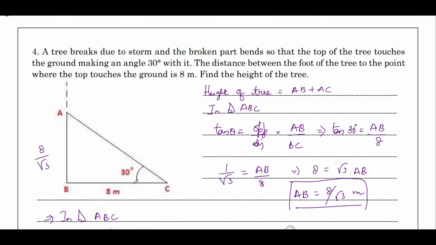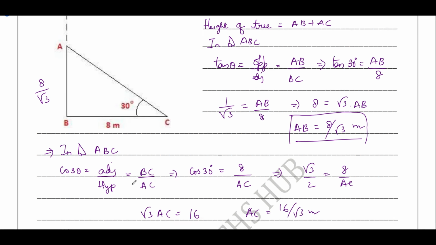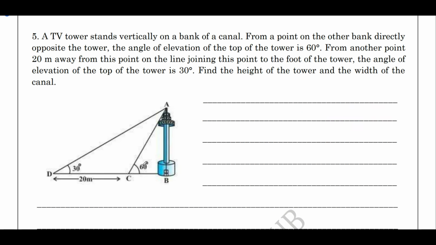Students, very simple problem for 4 marks. Students, for 5th question, you can try it. What you can do, identify the two right angle triangles and identify the unknowns, that is CB and AB here. So what you'll get, the height of the tower will be 10 root 3 meters and width of the canal will be 10 meters. So you can try it.